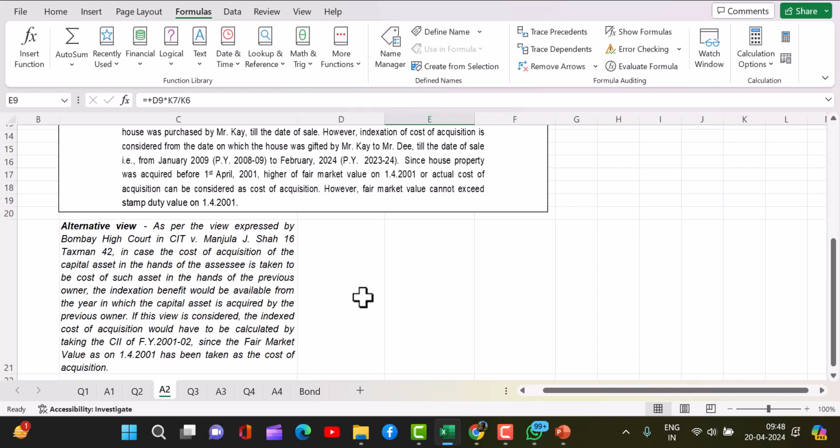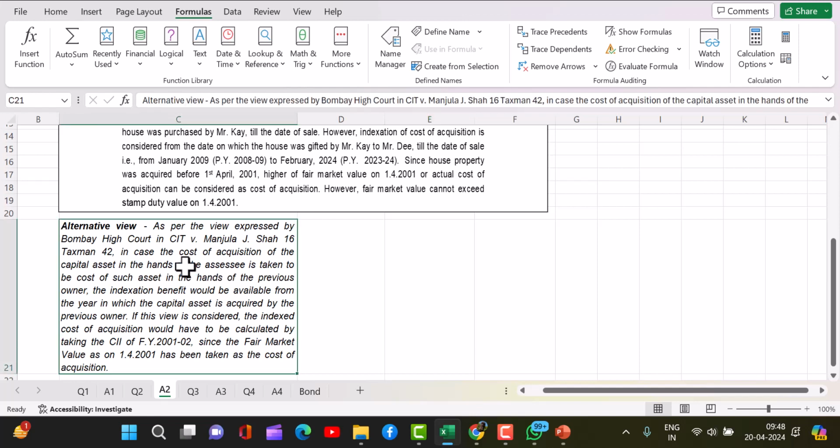Of course, the departmental view is that for indexation purposes, you have to take the year in which you became the owner, not the previous owner. The department is trying to maximize their gain, whereas we are trying to see that if there is a judgment in our favor, can we take that benefit? I told you last time, this has been decided by the Bombay High Court and not by the Supreme Court of India. So this is applicable, of course, to all.